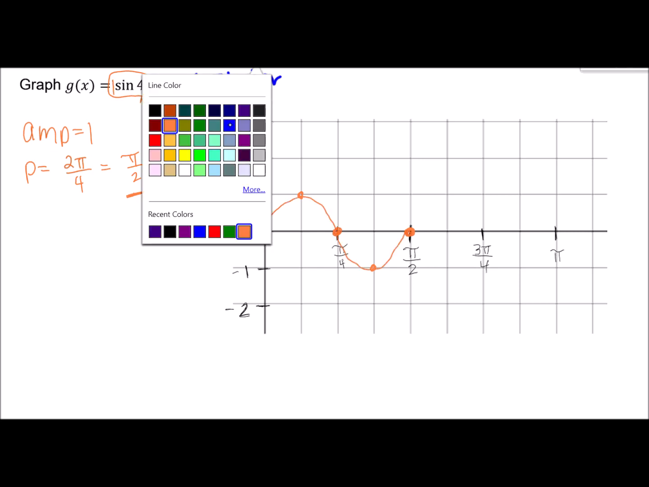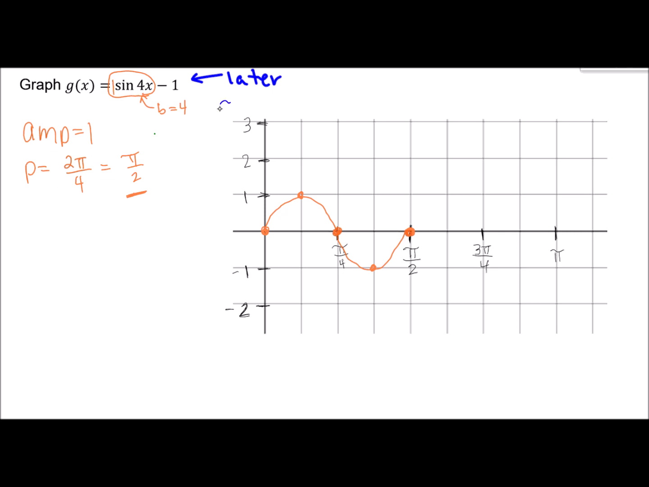Got to come in and do that, moving it down 1. That just literally means take every point, scoot it down 1, down 1, down 1, down 1, connect the dots. And that is my final graph.